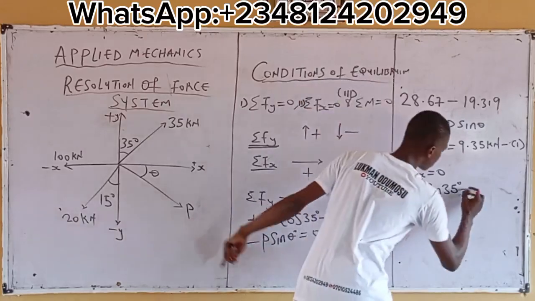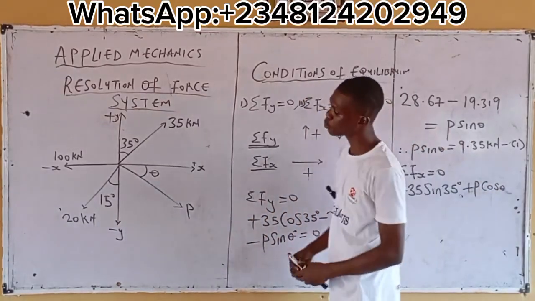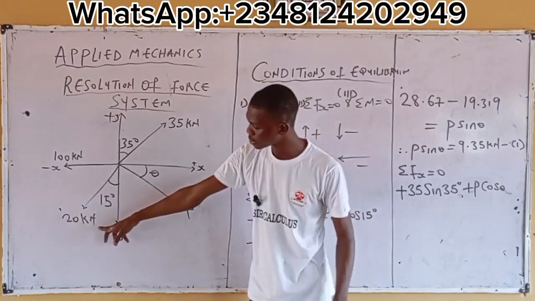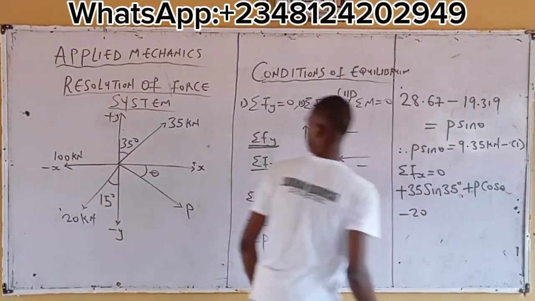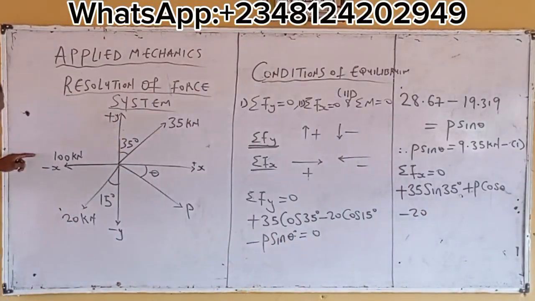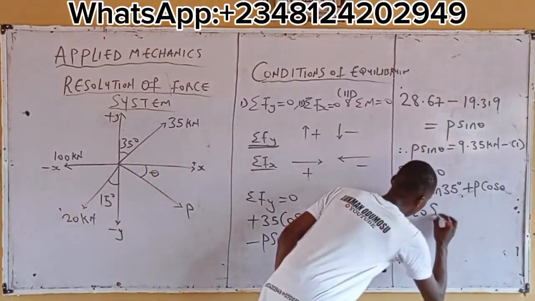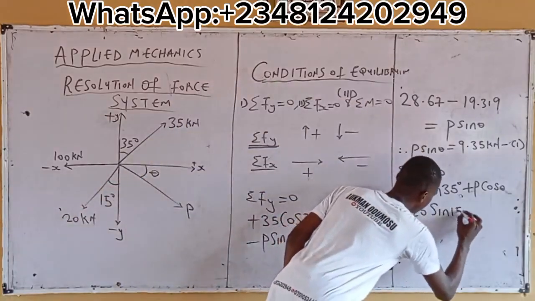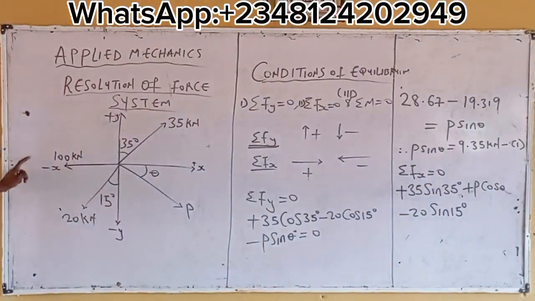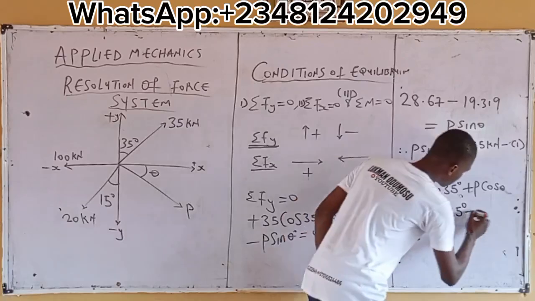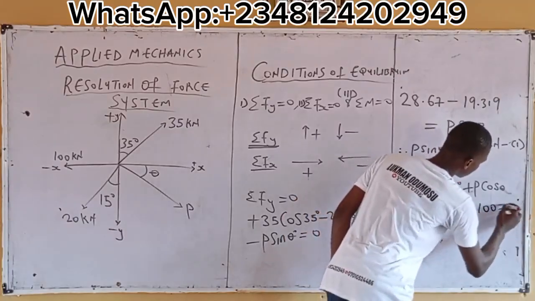It becomes positive P cos theta. Next up, what do we have? This 20, right? Negative. That becomes what? Negative 20, meaning this guy is going to this side. It becomes negative 20 sine or cos? So you have sine 15 degree. Then don't forget that you have this guy here, meaning negative 100. So you have negative 100 is equal to 0.